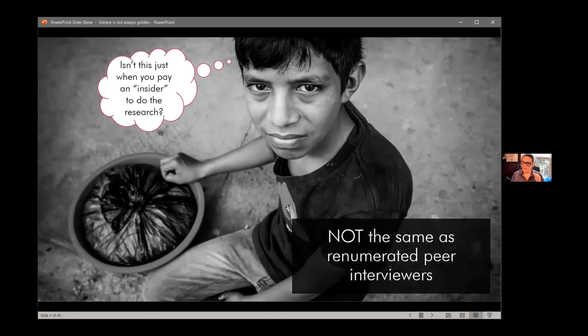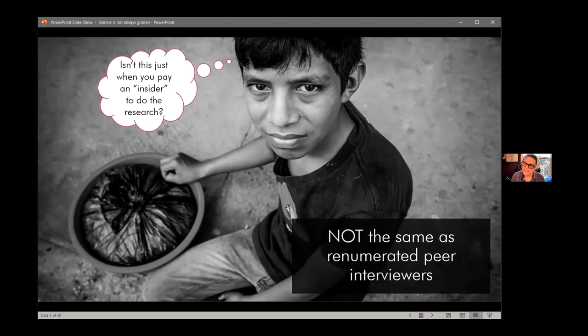I do want to make clear that this is not the same as the peer interview method, which some of you may be familiar with, where you find a community insider, you train that person, and then you pay that person to be the researcher in lieu of you. This is commonly used to enter into sensitive topics with sensitive populations. You see that method used with things like drug cartels, with gangs, with prostitution, and so on.